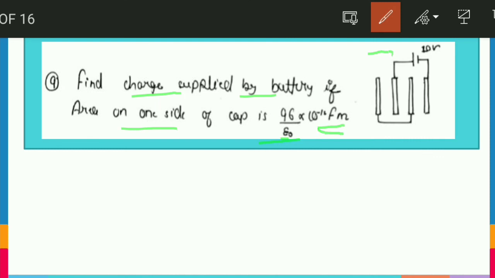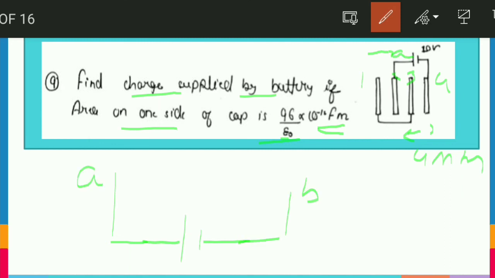So what we used to do, we used to draw an equivalent figure. Let's say this is plate 1, this is plate 2, this is plate 3, and this is plate 4. Actually one data I missed, the separation of the plates was 4 millimeter. So now let's draw. This was our positive plate of the battery, this was the negative plate. Let's say this is our point A and this is our point B.